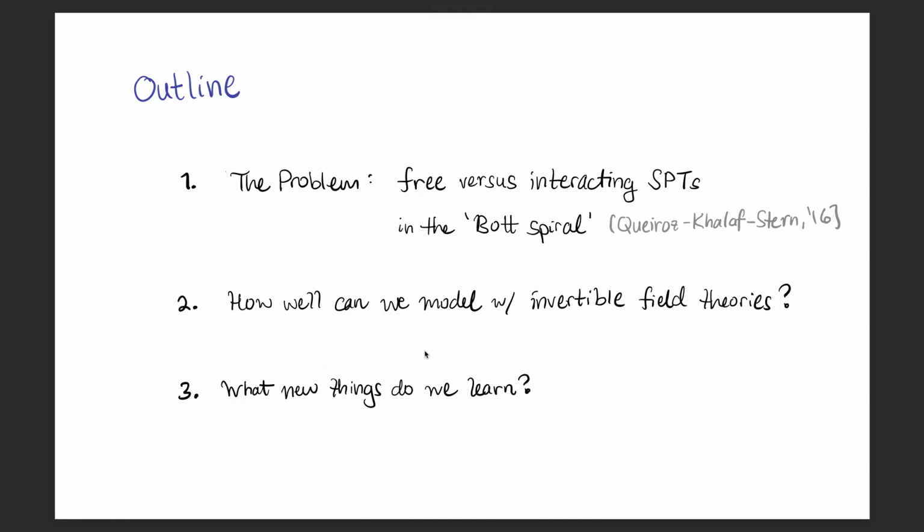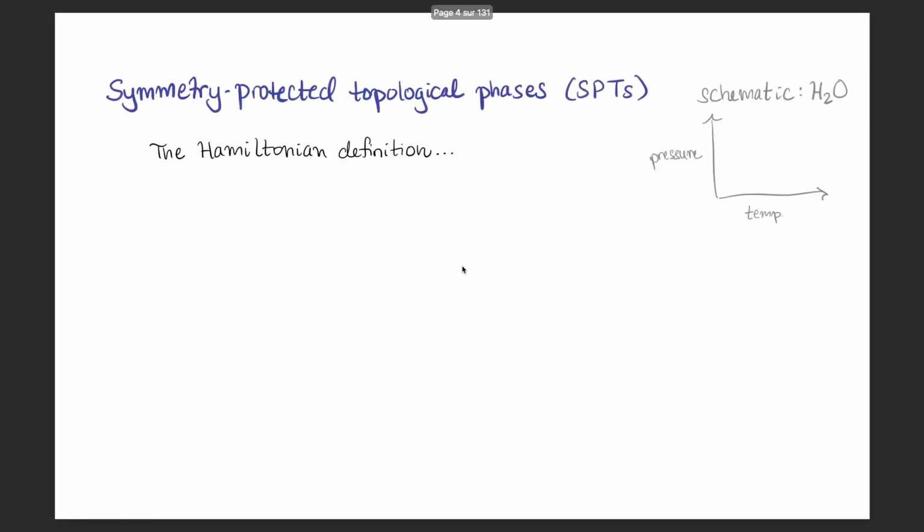So, I'll start off by describing the problem, which is we want to compare free and interacting SPTs in the specific case of the bot spiral studied by Krulewski. I'll start off by asking how well can we see this using invertible field theories, maybe as a test of our ansatz there, and then what new things do we learn by trying to model this situation. So, start off with the problem.